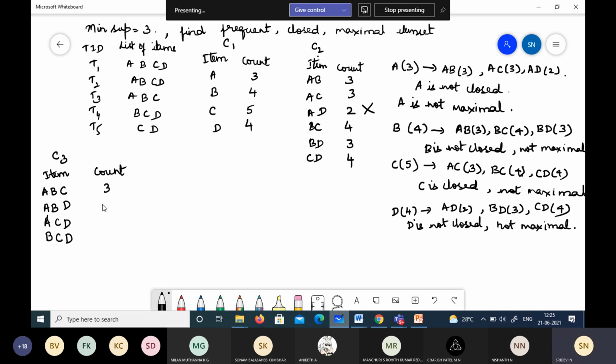So this is just to tell you what is maximal and what is closed with respect to this. So using these maximal frequent item sets, we can effectively provide one compact representation of frequent item sets. That is, from a smaller set of item sets, from which all frequent item sets can be derived.